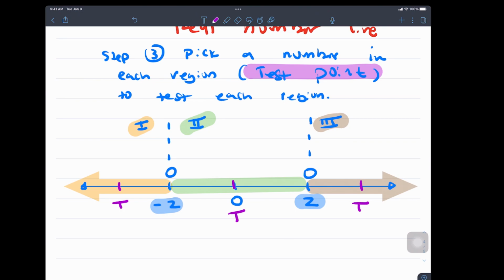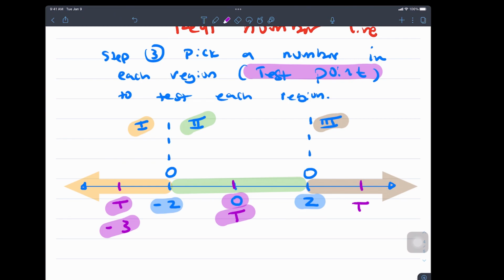I need a number in region 1. What number is to the left of -2? Okay. -3 is a test point. Okay, you guys okay with that? I'm going to use that. Give me a number in region 2. Well, what's region 2? Numbers between -2 and +2 in green. If 0 is available, use 0. You're going to see why. I like 0.